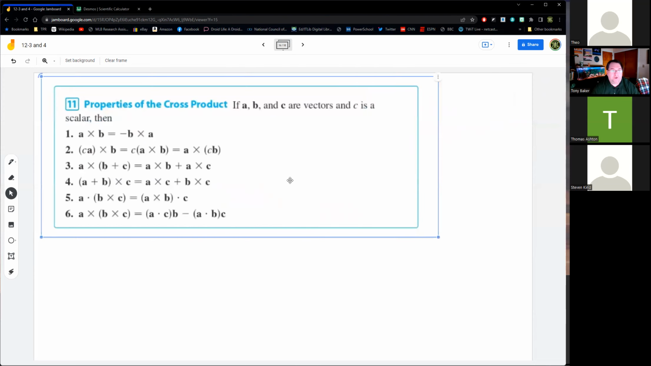All right. There are some properties of cross products. Notice the first one. The cross product of A and B does not equal the cross product of B and A. It equals the cross product of negative B and A. So they do not come out to be the same.